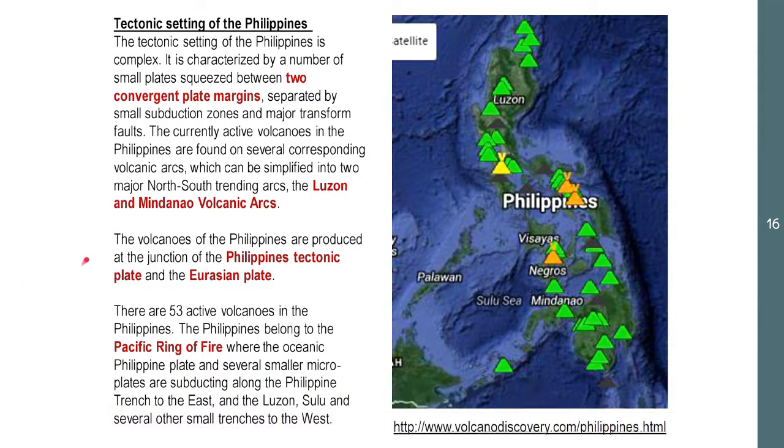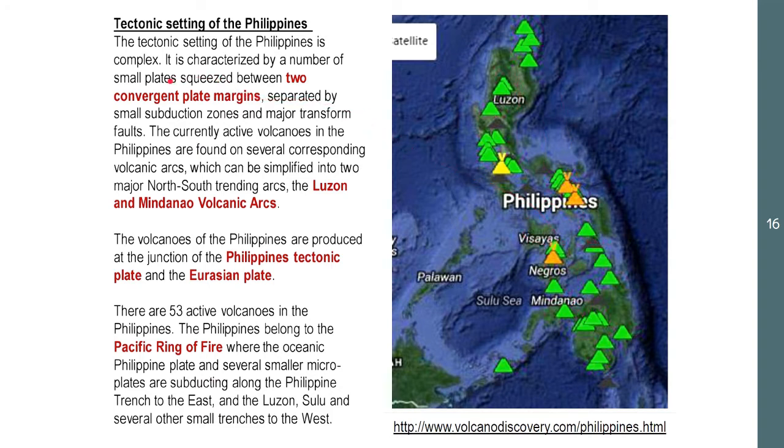So how about the volcanic activities in the Philippines? If you still remember, the Philippines is found along a region that has a lot of triple junction plate boundary interaction. Aside from that, we are also found along the Pacific Ring of Fire. So we have a lot of volcanic activities here.